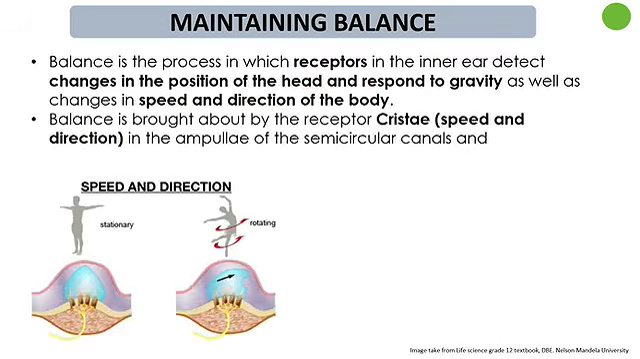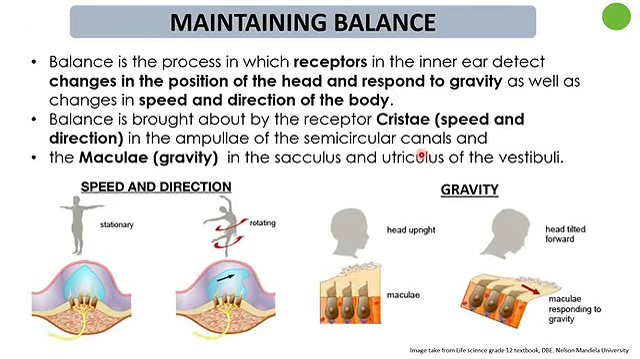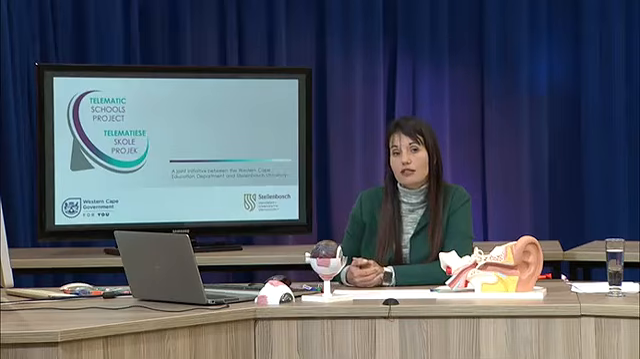And for that, we use the receptor, the crista, which has to do with speed, and it's within the ampulla, which is this semicircular channel. And then we've got the macula, which has to do with gravity, and that's in the saccule and utricle of the vestibule. Now that's where I tell you there are a lot of words that you need to know.